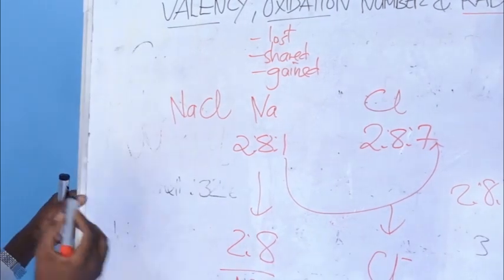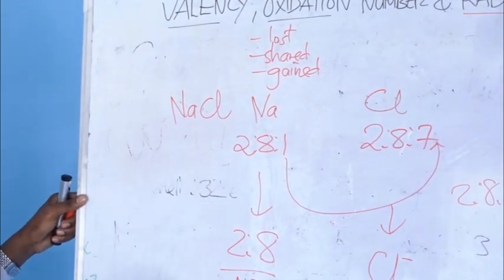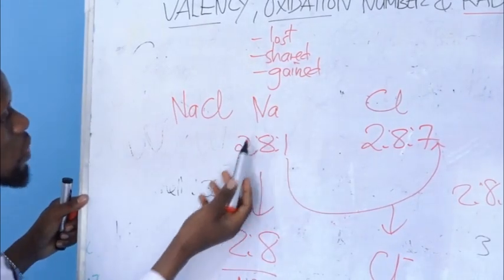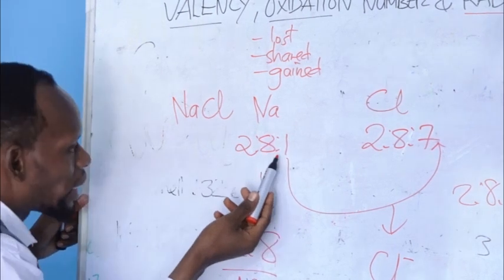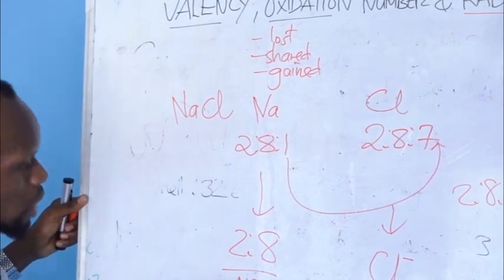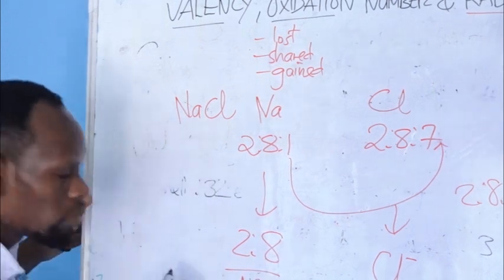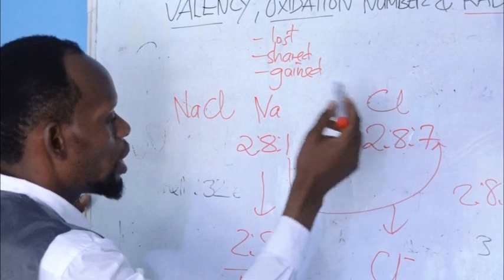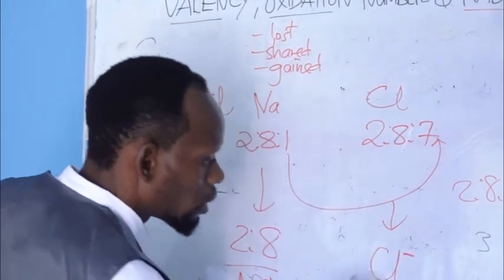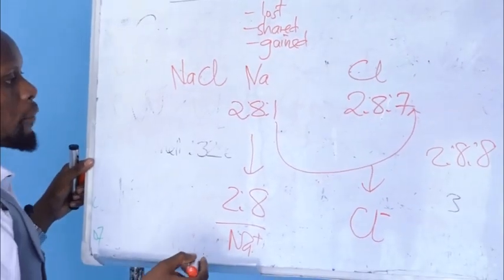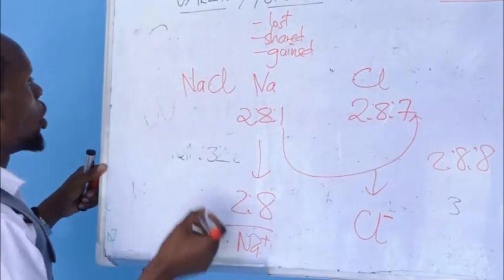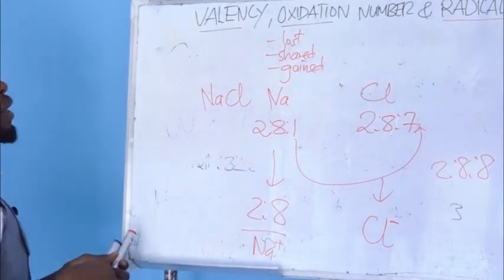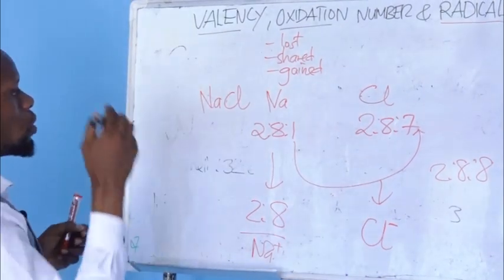Now, oxidation state, we are talking about the number of electrons that have been lost. So look, sodium lost 1 electron, so the oxidation state of sodium is positive 1. And the oxidation state of chlorine is negative 1. Are we together? Yeah.